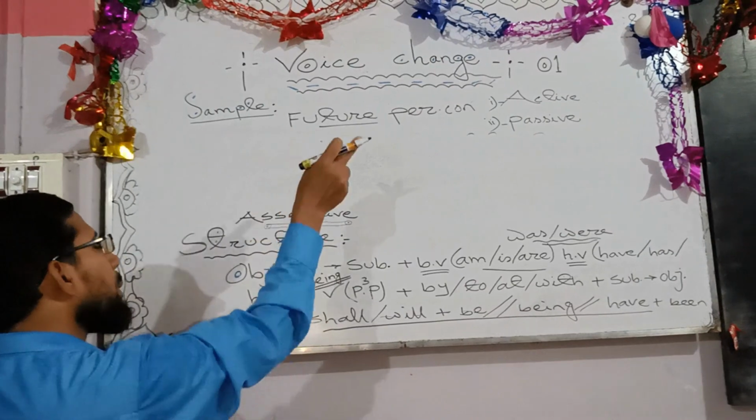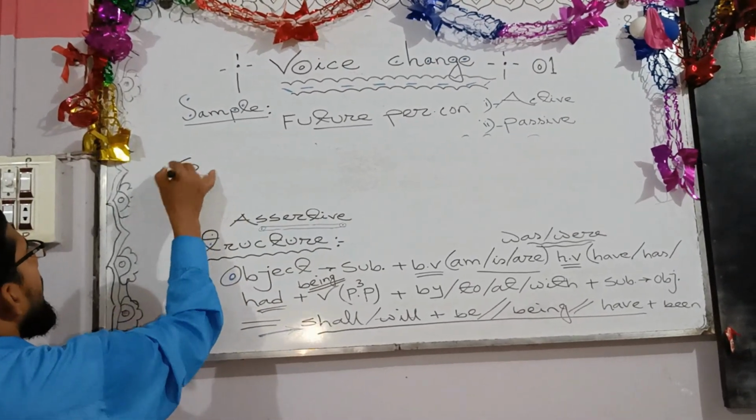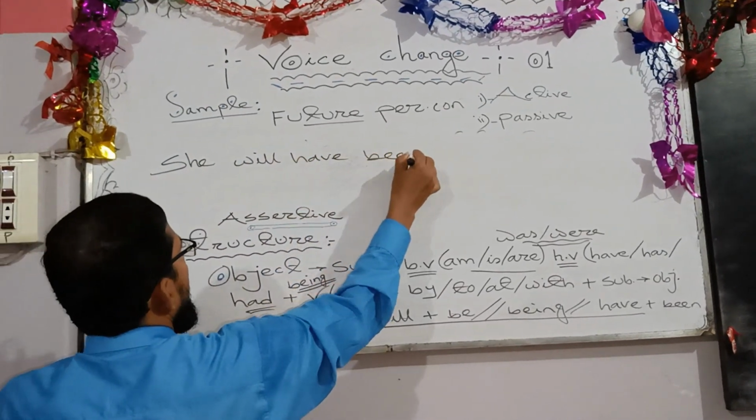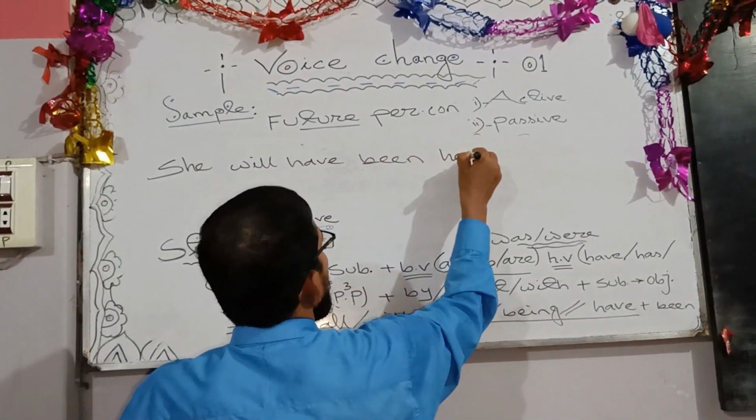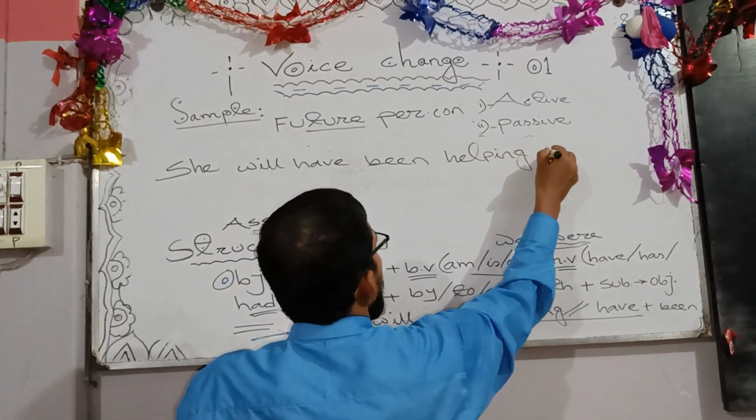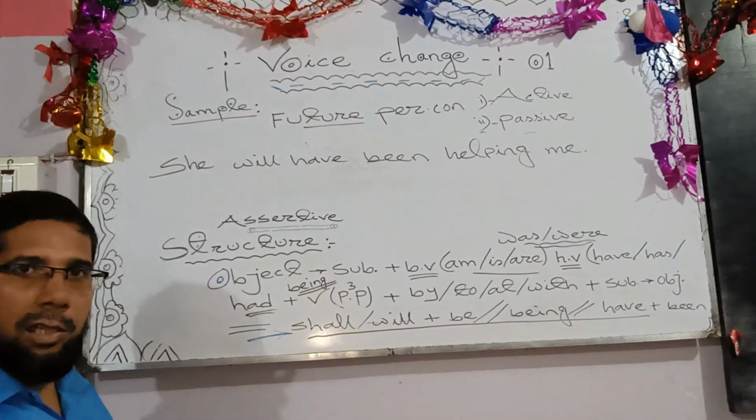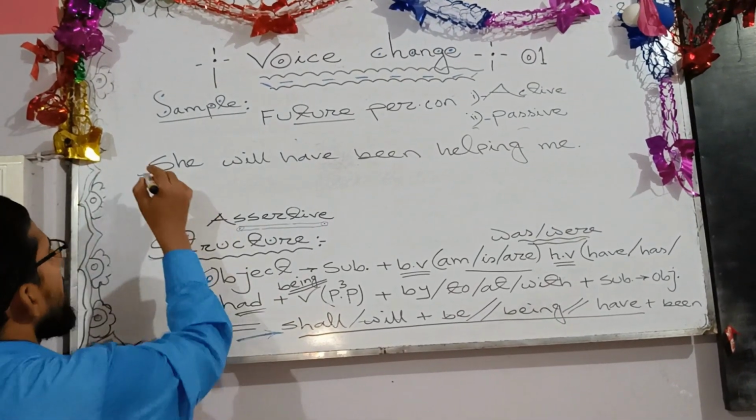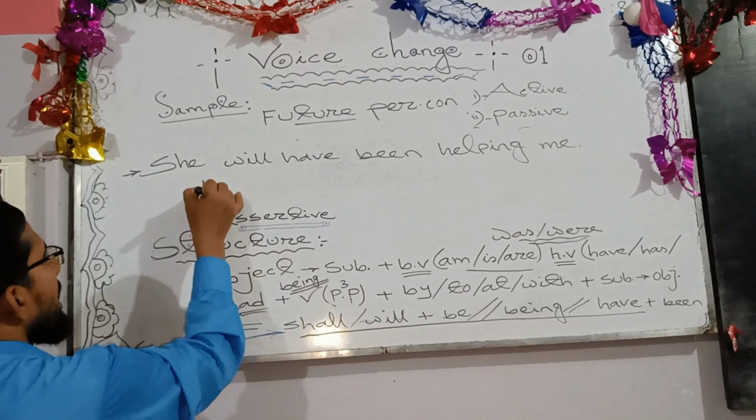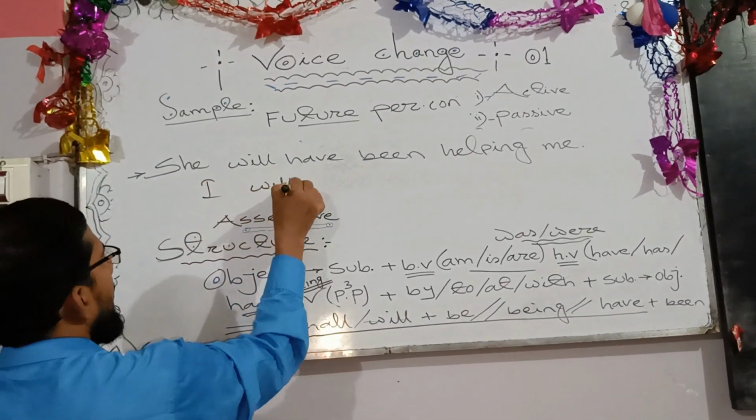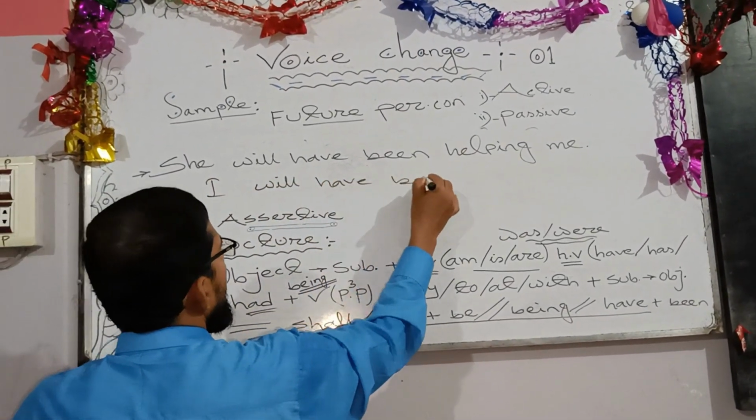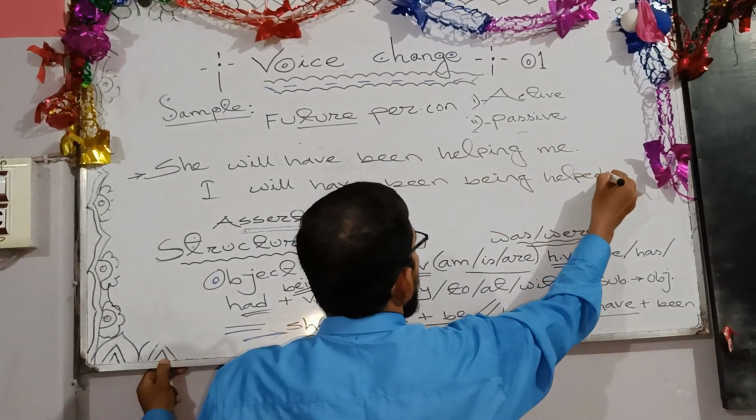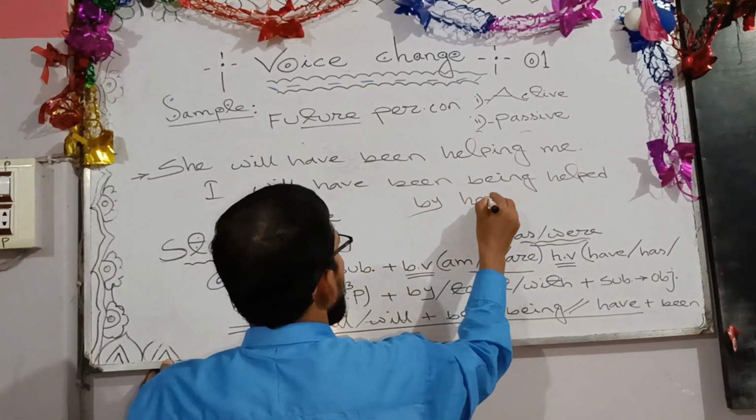Our motive is assertive future tense. Future perfect continuous tense: She will have been helping me. Clear? I think you are understanding without having any trouble. So be patient and stay with me. I will try my level best to show you the charismatic task. I will have been, gerund will be being, verb will be past participle, clear? Then by she, passive form, her.